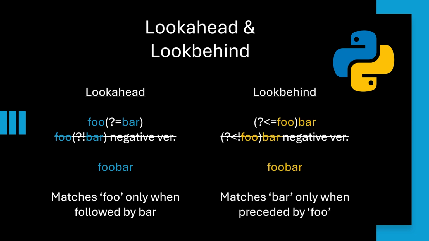Second one is lookbehind. Its syntax is given here: inside parentheses, ?<=foo followed by bar, so it matches bar only when preceded by foo. The negative version of it matches bar only when it's not preceded by foo. So negative versions of lookahead and lookbehind are the opposite of their positive versions.